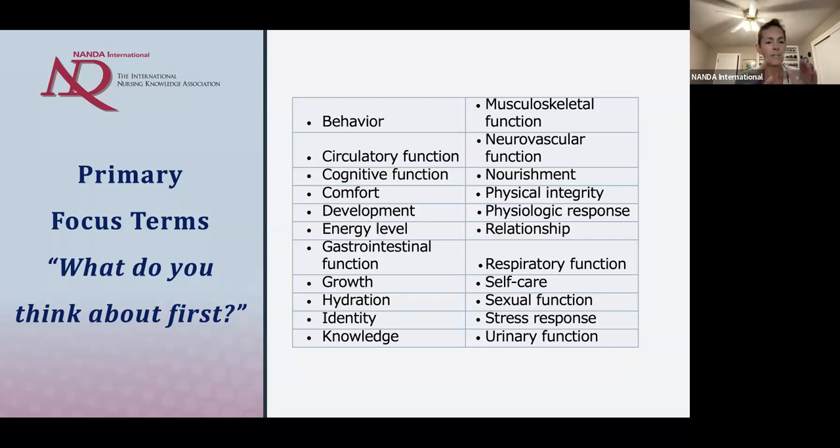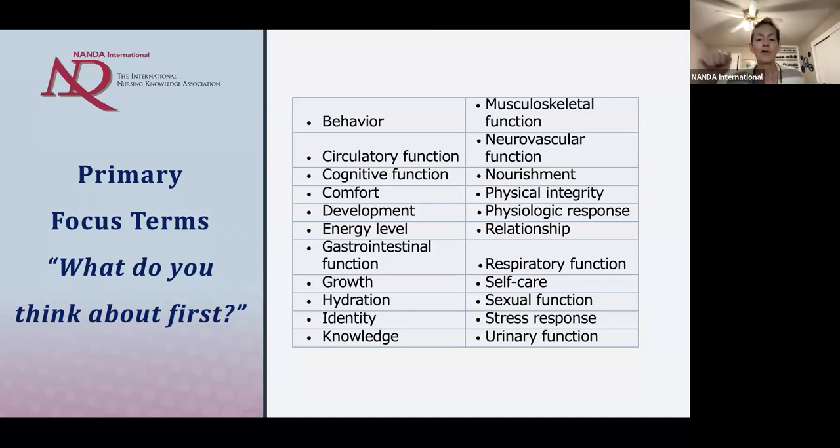So if we think about that primary focus term as what is it you think about first as you are synthesizing and as you're considering the data that you have collected. And this is why it's so important that you can't just automatically link a nursing diagnostic label to a medical term, because we might have 10 patients that all have a myocardial infarction, but the primary focus terms that we're thinking about the patients that are in front of us could be 10 completely different primary foci.